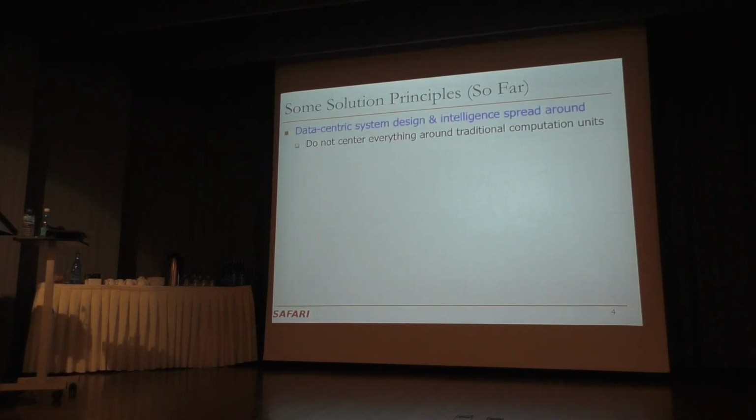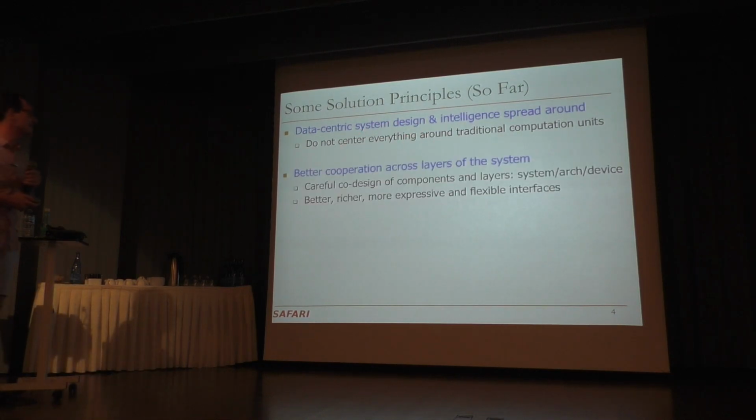Maybe they're obvious after this, but data-centric system design and intelligence spread around, as opposed to processor-centric system design. Basically, we're centering everything around traditional computation units today. That may not be a good idea. I think we need better cooperation across layers of the system, from the devices to the architectures to the system. And we need to carefully co-design components on layers.